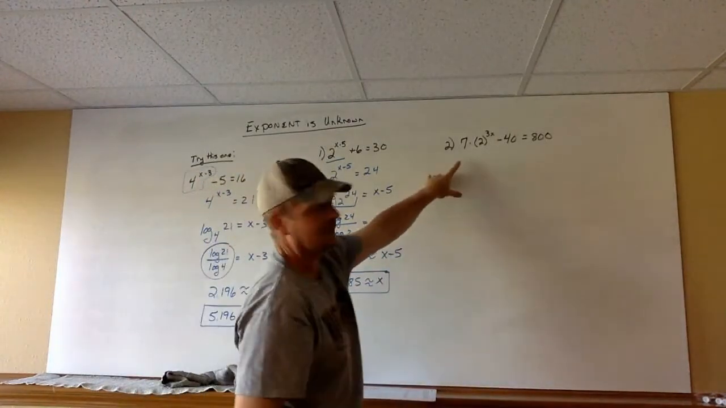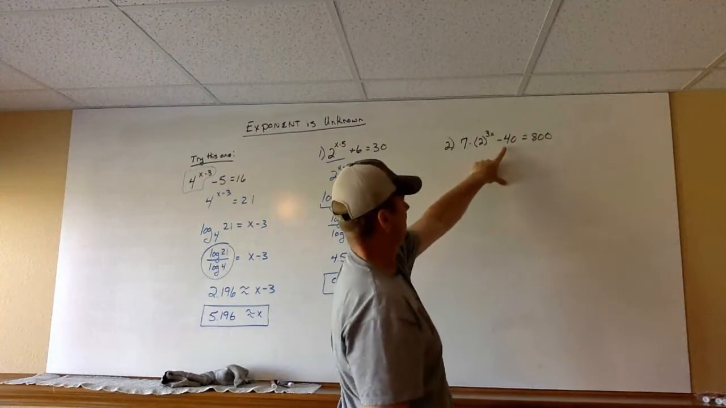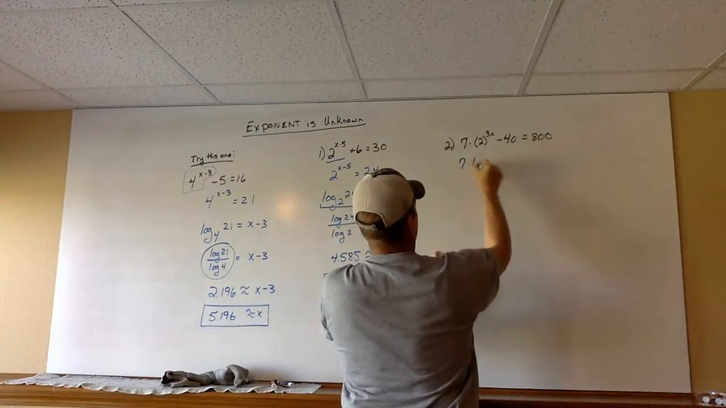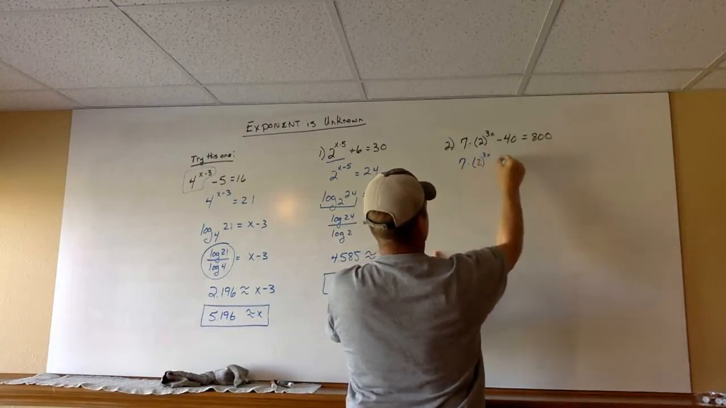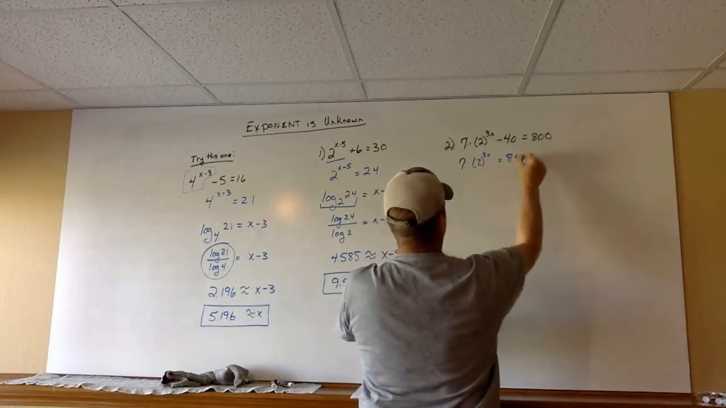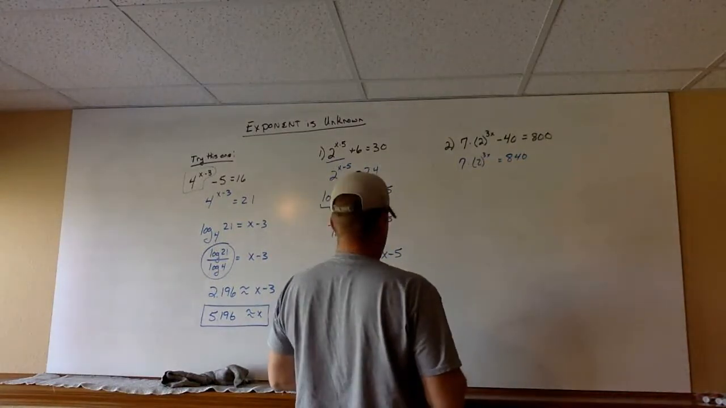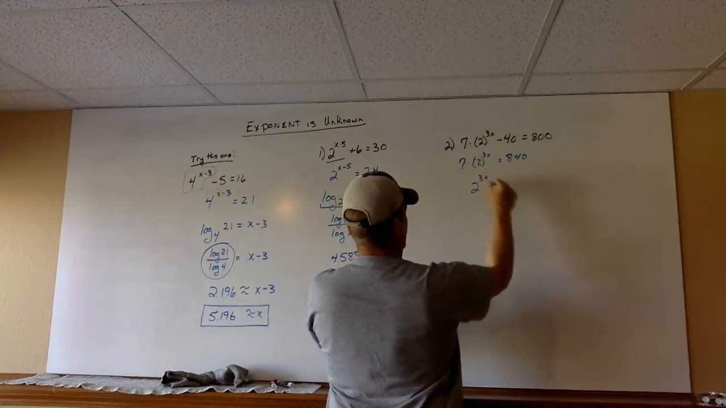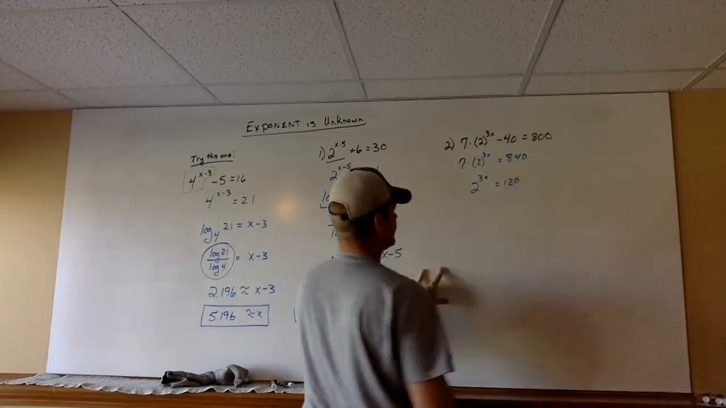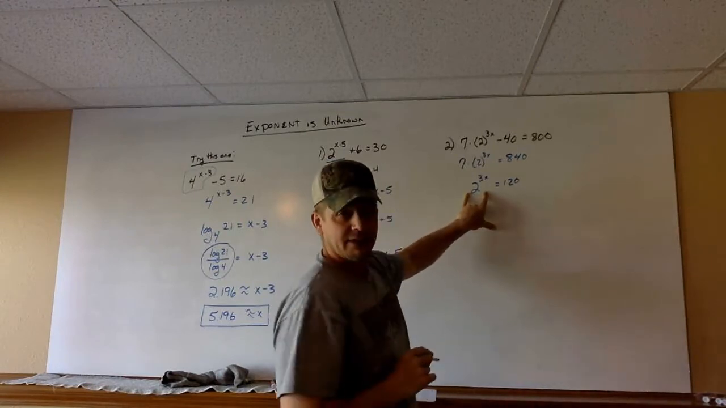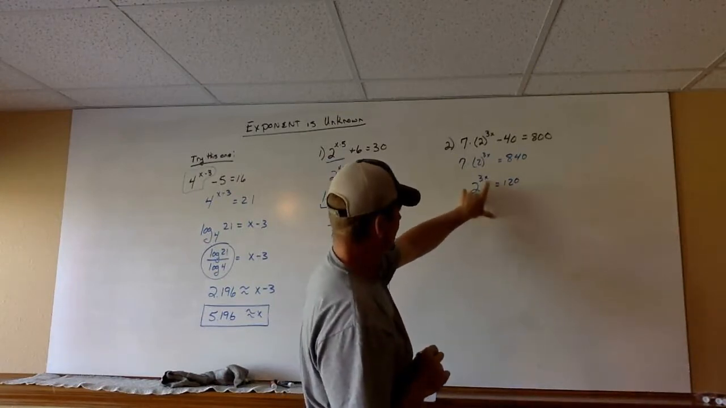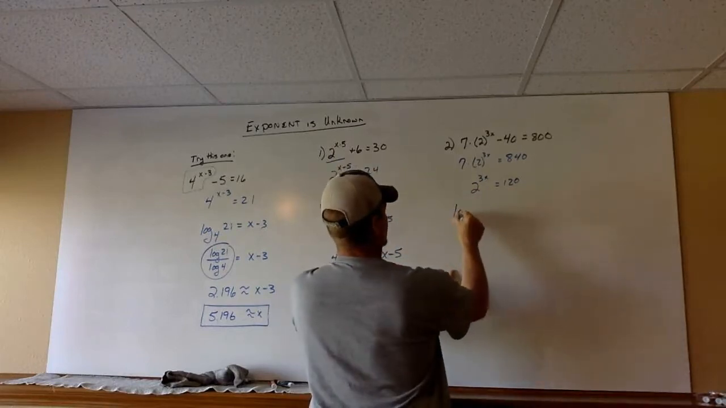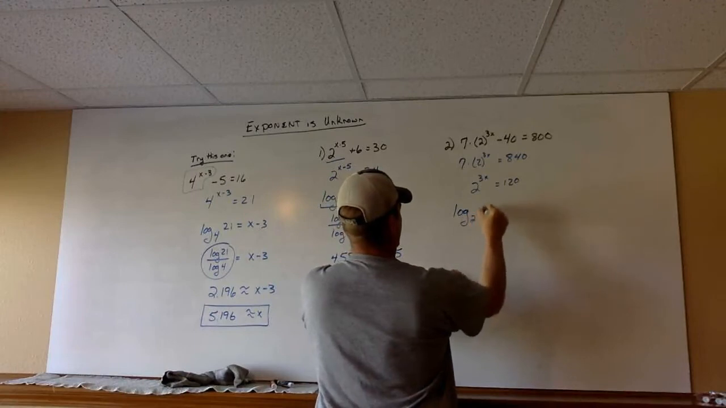Okay, last one, an extra step going on here. First thing I've got to do is add that 40 across. So I have 7 times 2 raised to the 3x equals 840. And when I divide that by 7 now, I have 2 to the 3x actually equals 120. My exponential is isolated, so I'm going to extract that exponent by changing form into a log. This is going to be log base 2 of 120.